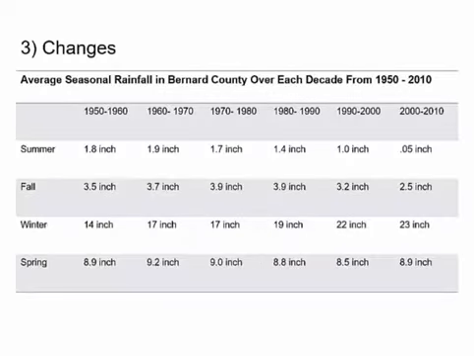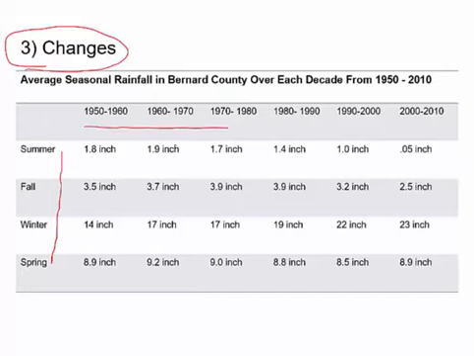Okay, a third category here, we can report about significant changes that we notice. Changes represented in the visuals. Here we've got a table. We've got average seasonal rainfall in Bernard County over each decade from 1950 to 2010. So we've got some units of time there. We've got these seasons reported down below, and we've got the decades we're looking at here. Our units are inches of rainfall.